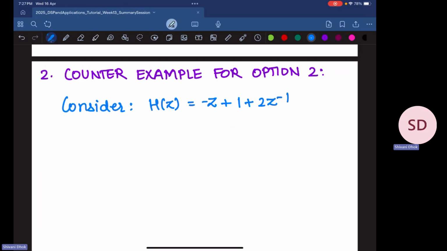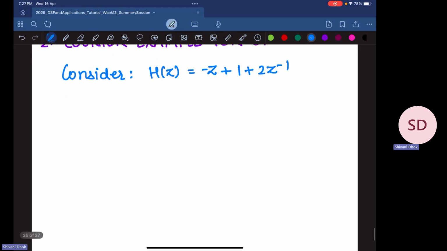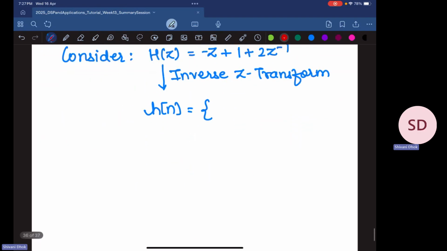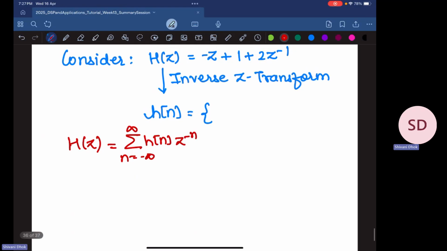Okay, fine. So we have this thing now. If I take the inverse Z transform of this, I need to get a sequence h of n, and I can get this by comparing it with H of z as summation n running from minus infinity to infinity, h of n into z to the power minus n.